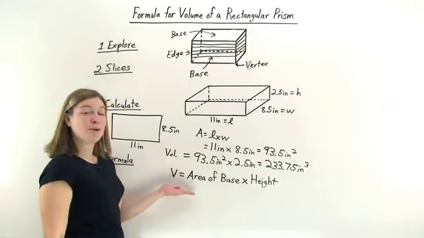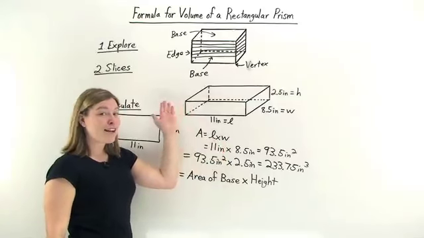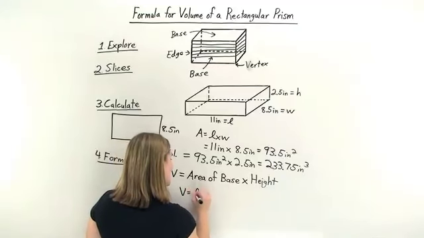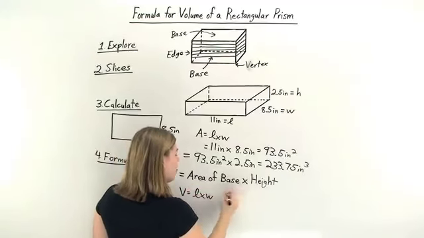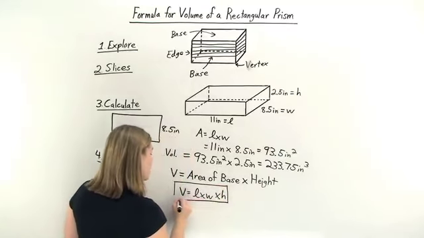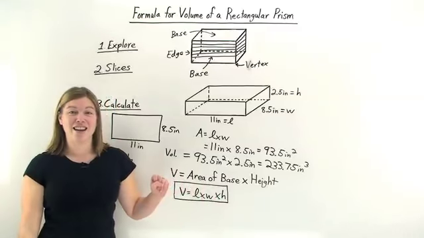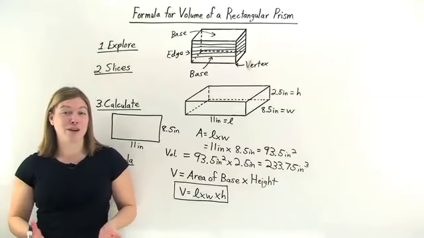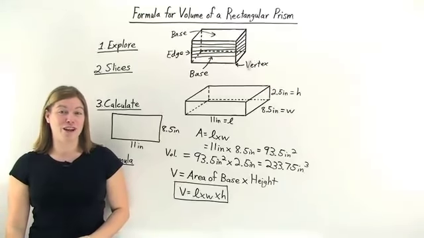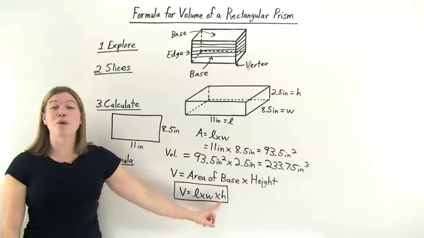And we can actually generalize this further. The area of the base will always be length times width. This is a rectangular prism, so the bases are always rectangles. So we can take the length times the width, and the height is h. So if we want to find the volume of a rectangular prism, we can use this formula, length times width times height. And this will work for any rectangular prism, not just a stack of printer paper. So now we found the formula we were looking for. To find the volume of any rectangular prism, take the length times the width times the height.